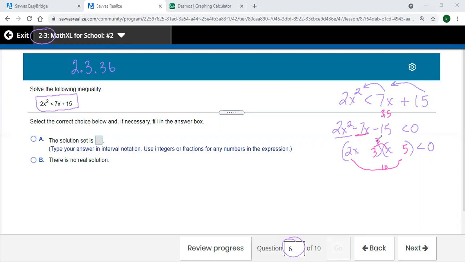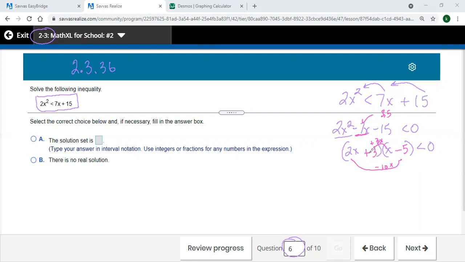We want it to be negative. So the bigger one, the 10, negative, and the 3 positive. So we got a negative 10x and a positive 3x. When you combine those, that's going to be your negative 7x.